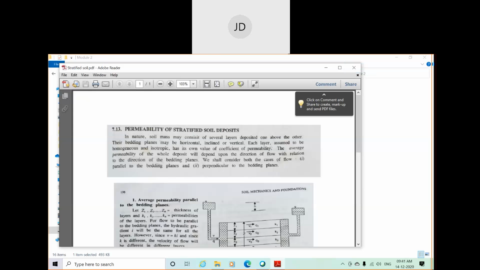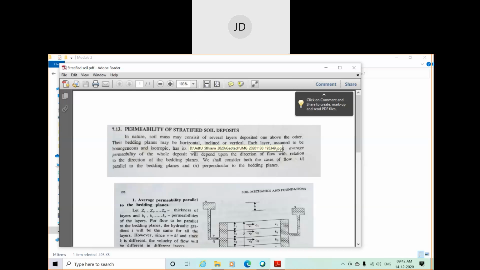In the last class, I'm just giving you an overview. We discussed stratified soil deposit. We knew what a stratified soil is. It is a combination of soil layers, each having its individual soil property, even its individual coefficient of permeability. All together they are known as a stratified soil.